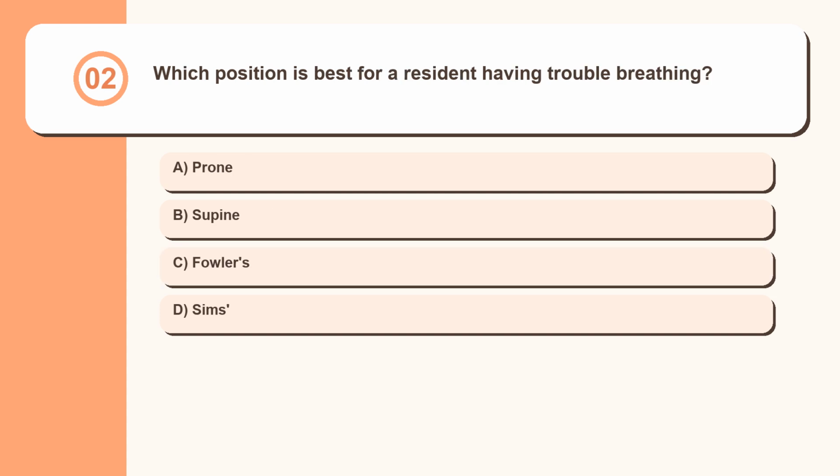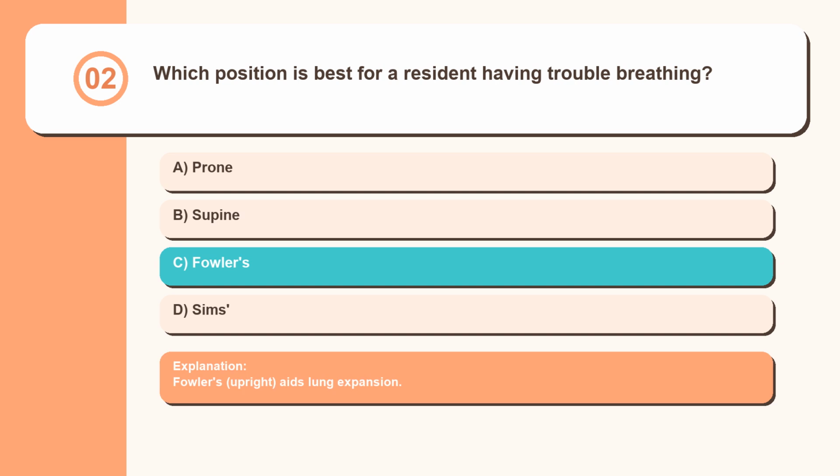Question 2. Which position is best for a resident having trouble breathing? Prone, supine, Fowler's, Sims. Fowler's, upright aids lung expansion.